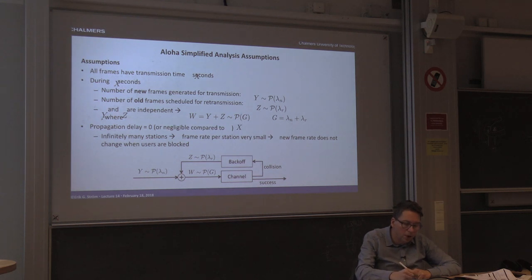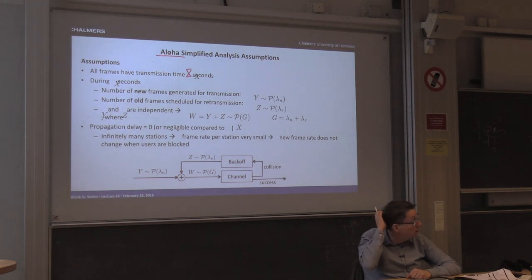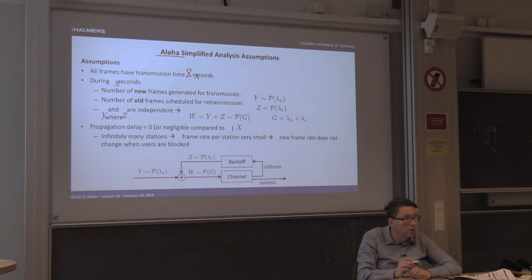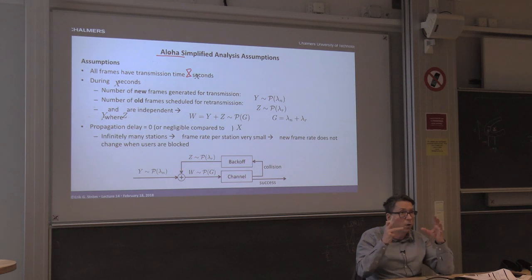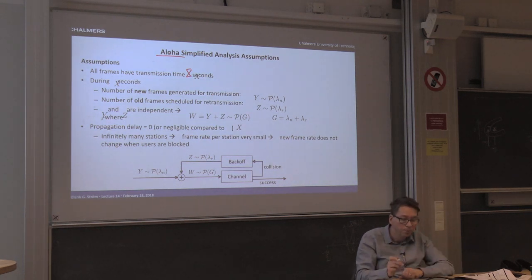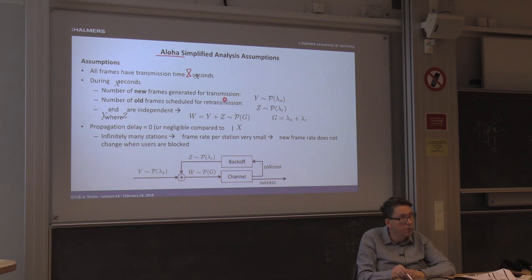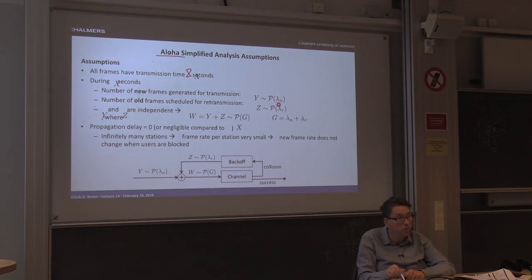So let's now look at Aloha and try to analyze that. The assumption is that all the frames have the same duration, x seconds. And during x seconds, a few things can happen, right? So x is our basic time unit here. Then we have some Poisson processes in play. The number of new frames generated for transmission in the entire network is Y, some Poisson process governed by the intensity lambda n.